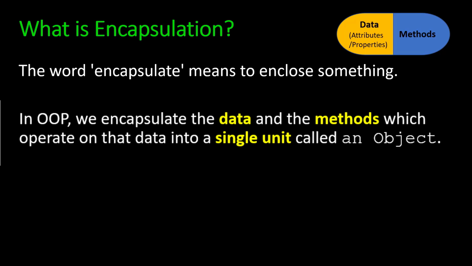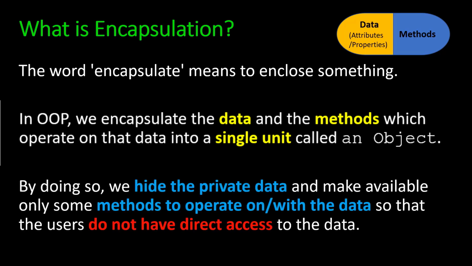So within this capsule itself, we have the data portion and the methods portion. By doing so, we hide the private data and make available only some methods to operate on or with the data, so that the user cannot have direct access to the data.